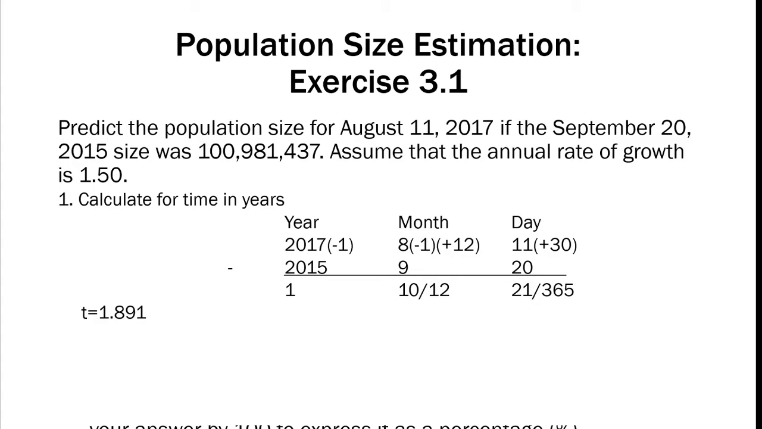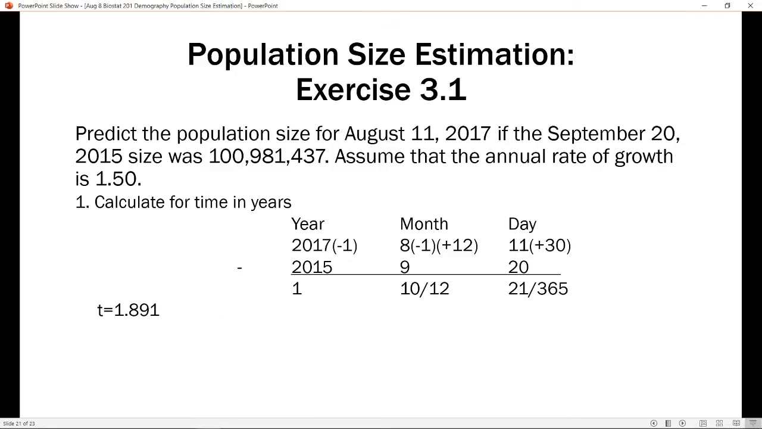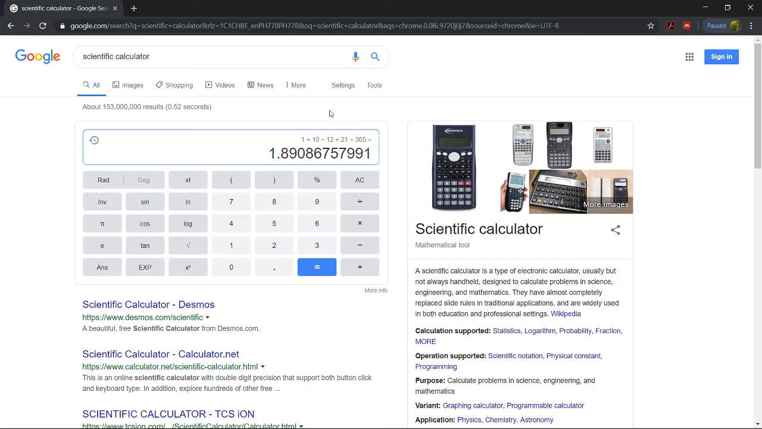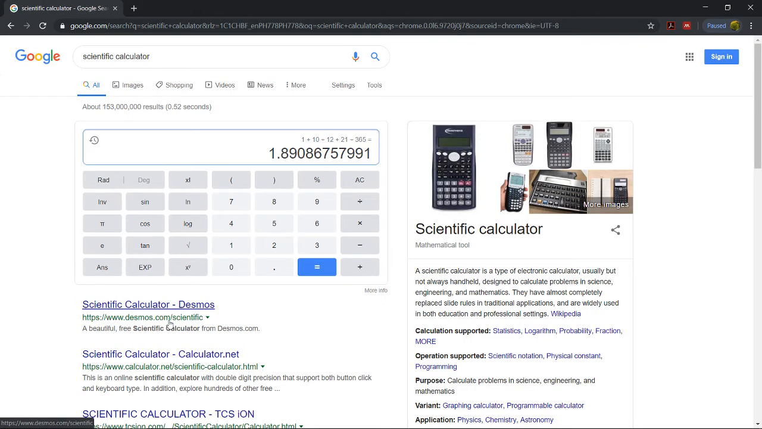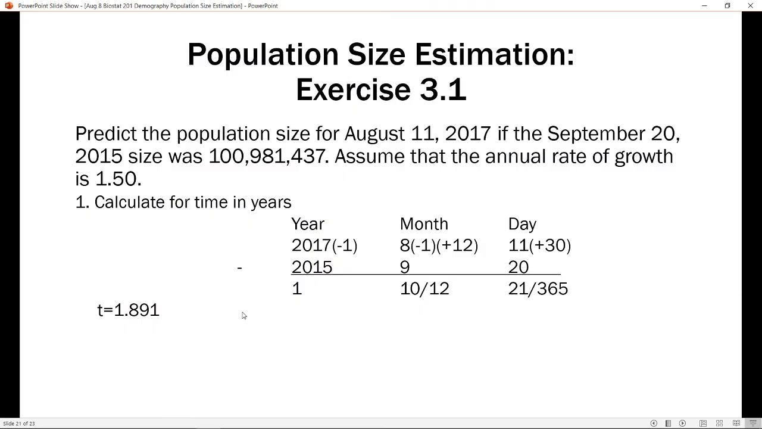In the PowerPoint, sorry, here is what I did in the Google calculator. 1 plus 10 divided by 12 plus 21 over 365, and this yields this number here. What I did in the PowerPoint is that I rounded it off into 3 decimal places. So again, what I want you to practice is to actually make use of all the decimal places. I mean, you would be able to do that in the calculator by using the ANS function. I would be showing that to you.